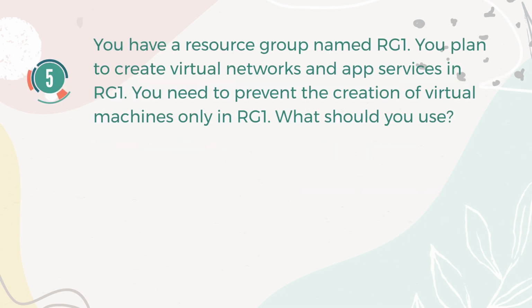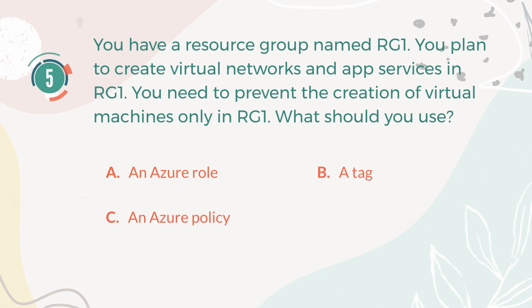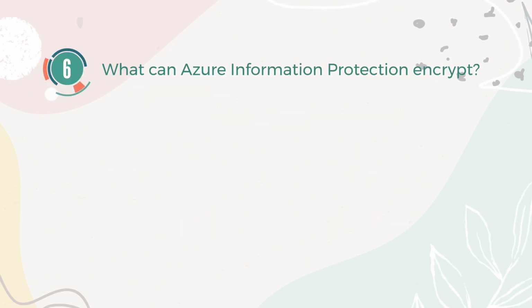Number 5. You have a resource group named RG1. You plan to create virtual networks and app services in RG1. You need to prevent the creation of virtual machines only in RG1. What should you use? A. An Azure role. B. A tag. C. An Azure policy. D. A lock. The correct answer is D. A lock.